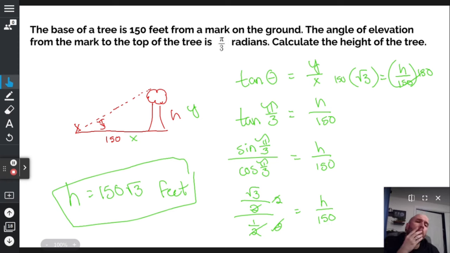Now, those of you who might recognize this, if you're good at geometry, even though we're pretending like we don't know it, if you remember your 30, 60, 90 triangles, pi over 3 is a 60-degree angle, which makes this a 30, 60, 90 triangle. You would just divide it by root 3. And then this would be, if I cared about this, 300 root 3, but I don't care about that.